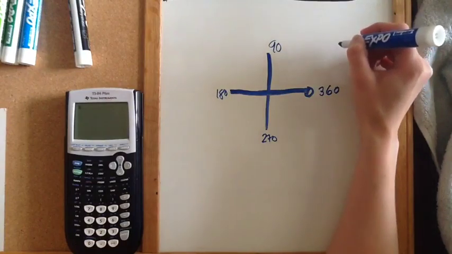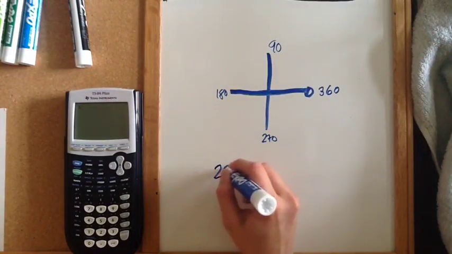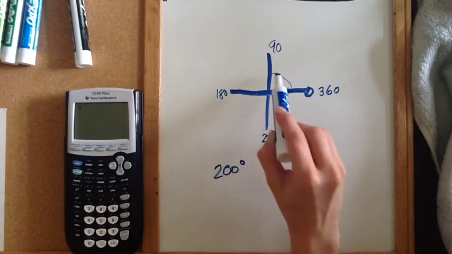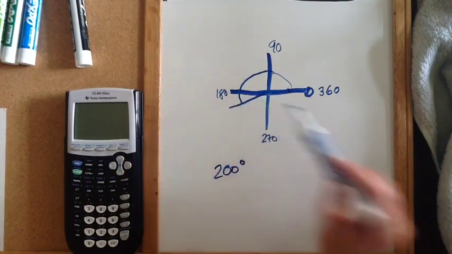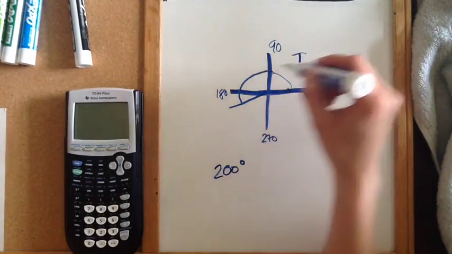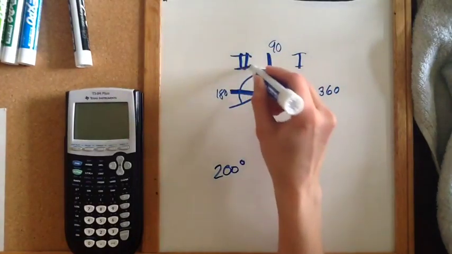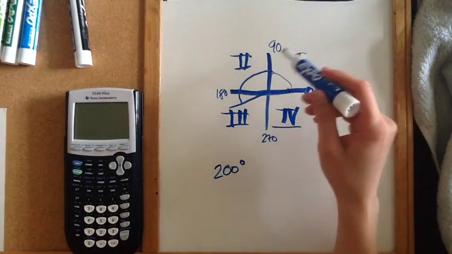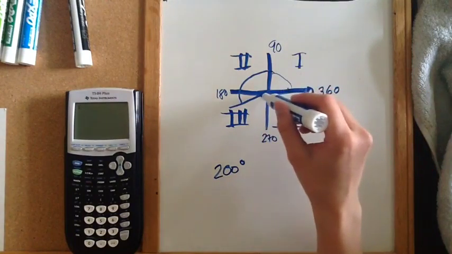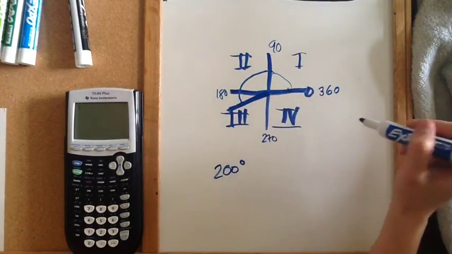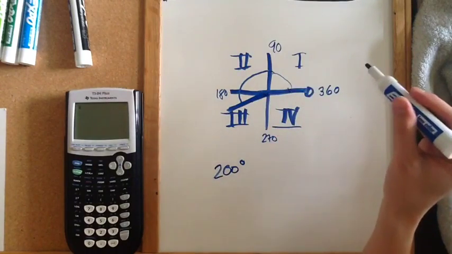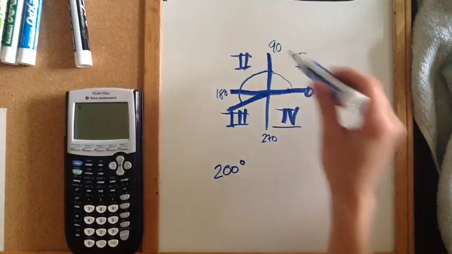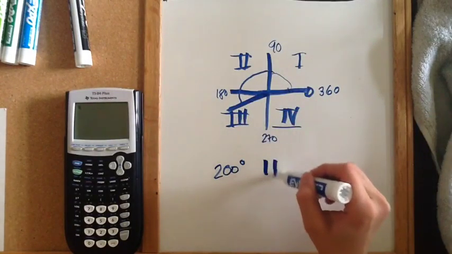So for example, if I wanted to draw where 200 degrees would be, I would first start here at zero. I would go past 90, past the 180, into the third quadrant. Remember that we label our quadrants as 1, 2, 3, and 4, and we use Roman numerals to state which quadrant it's in. So this is the terminal side, the ending side of the angle, and it would be located in quadrant 3. So if I asked you to state the quadrant in which the terminal side of each angle lies, I would draw this picture and say that it lies in quadrant 3.